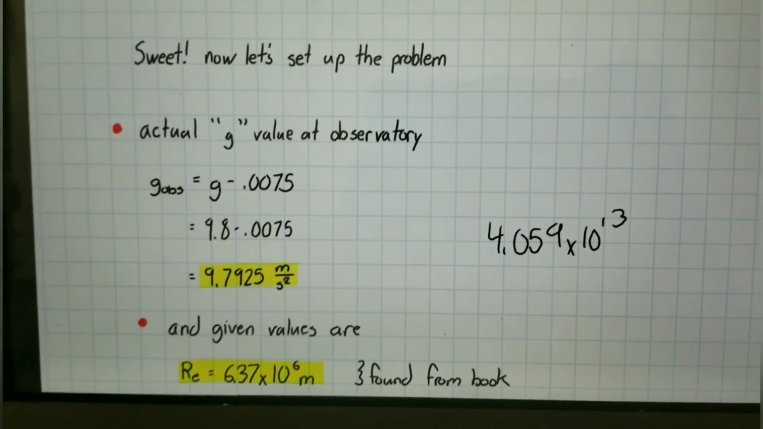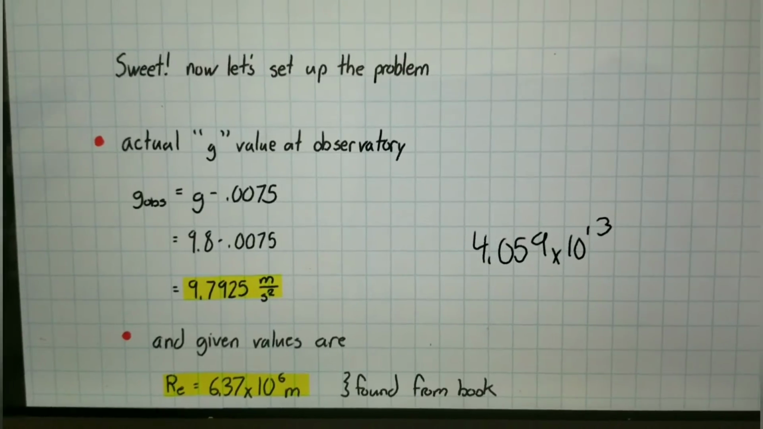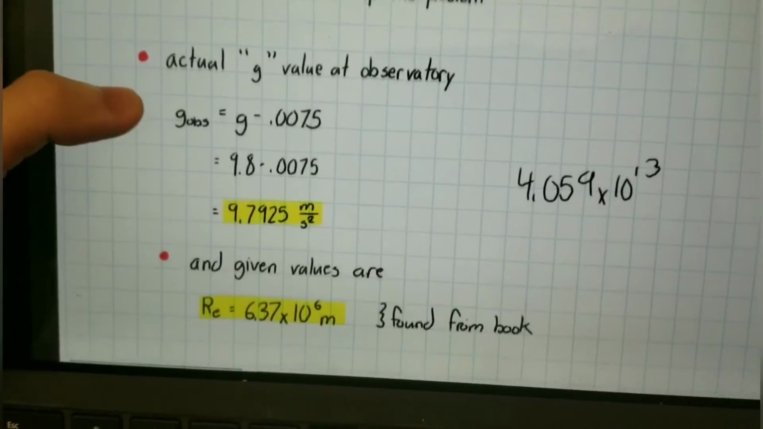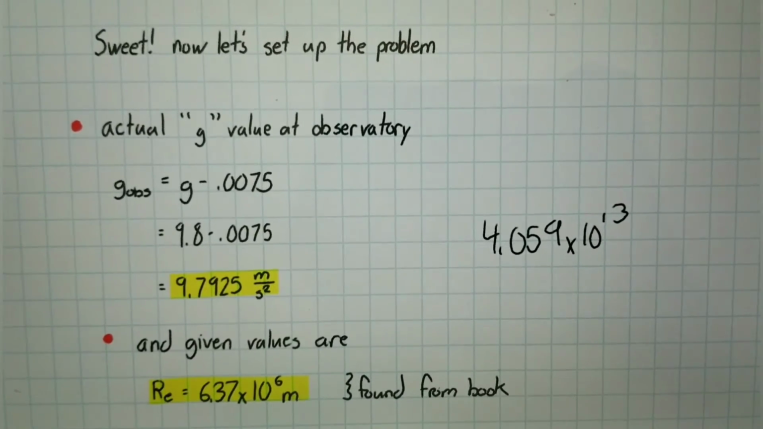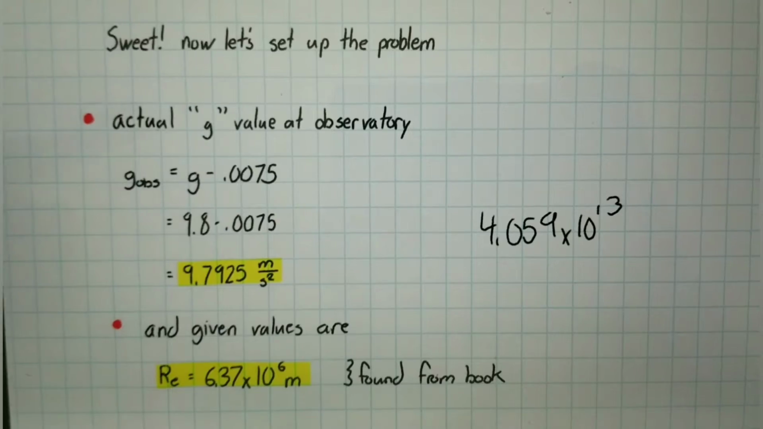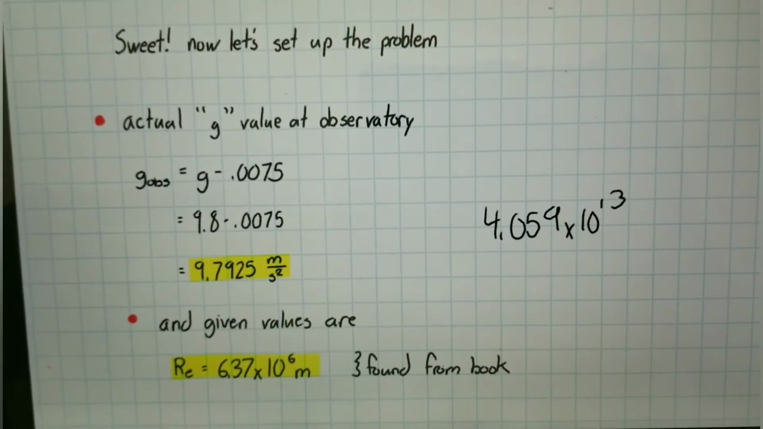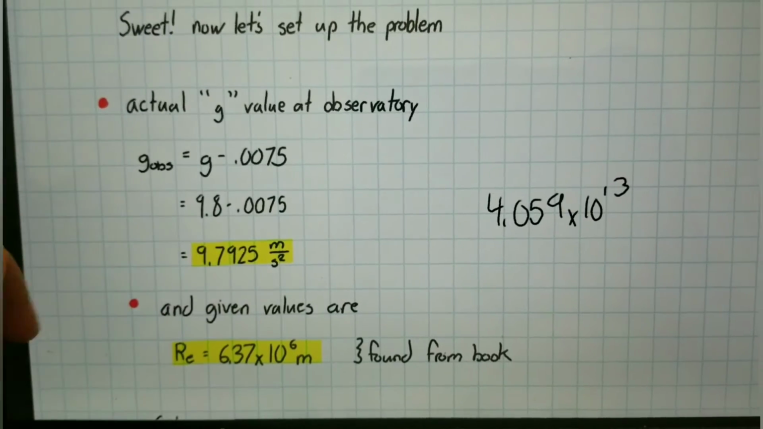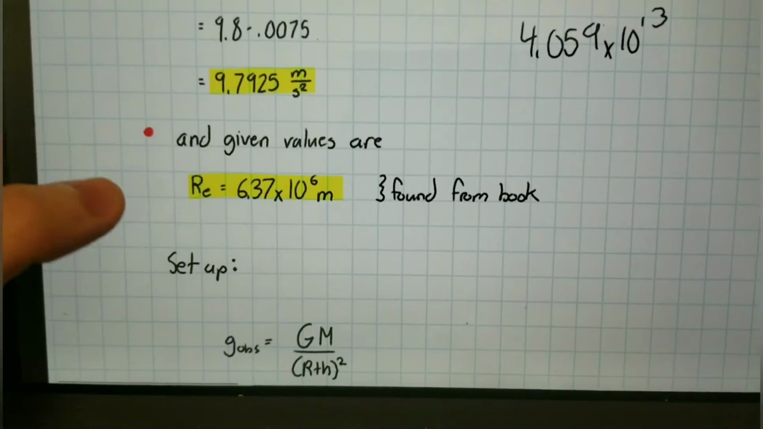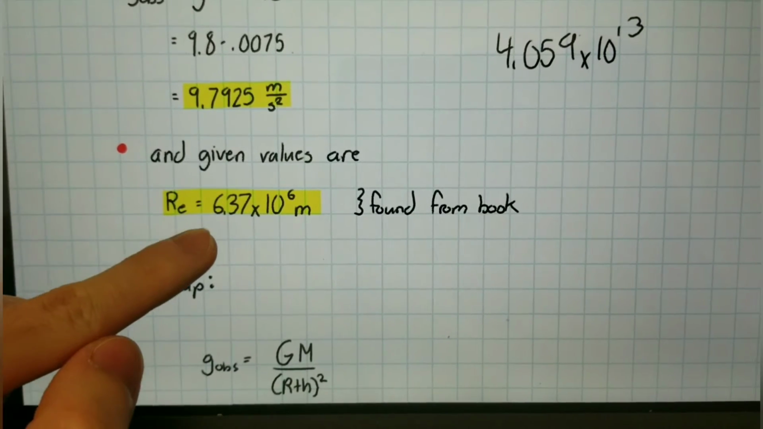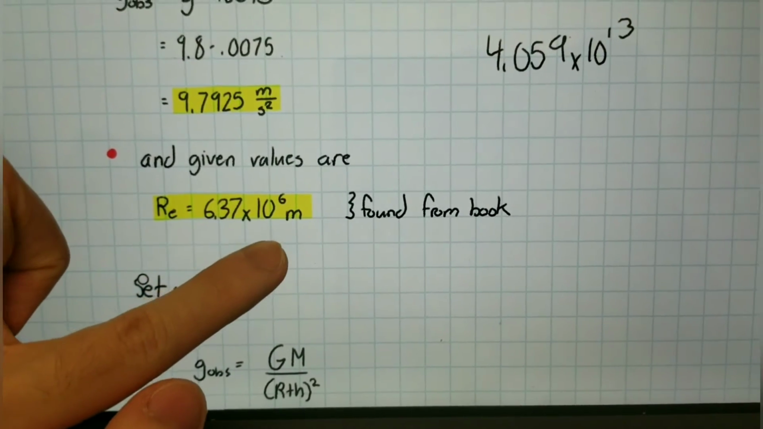Okay, now we have to think about the given values that we're going to use to plug in at the end. So, we know that the G observatory value is 0.0075 less than the regular G value. So, that's going to be a grand total of 9.7925 meters per second squared. And the given value from the book is the radius of the Earth, 6.37 times 10 to the 6.